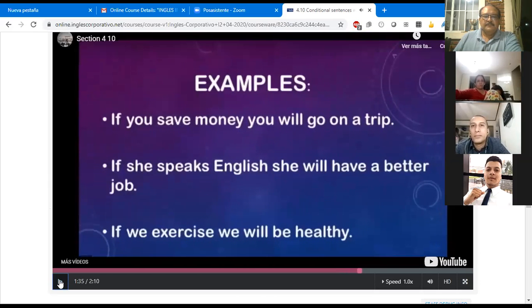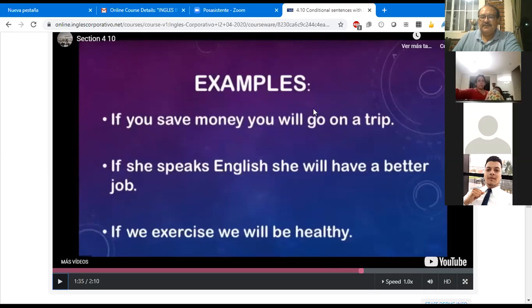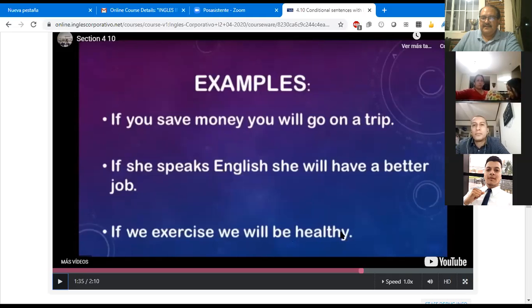Let's work on more examples. Here, this is the if clause: if you save money, you have the verb in present. And then the result clause, you will go, so we have future. Present, future. If she speaks English, she will have a better job. If she speaks, present; she will have a better job, the future tense. If we exercise, we will be healthy. Present and future. That's the combination all the time.